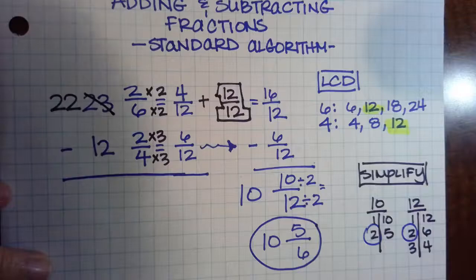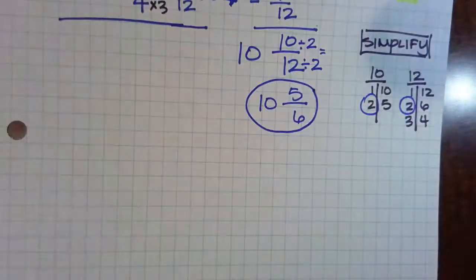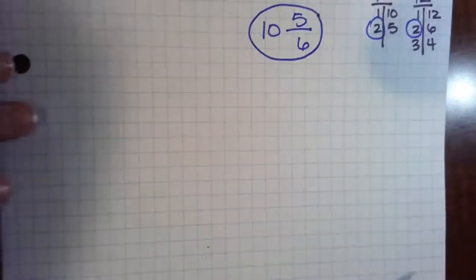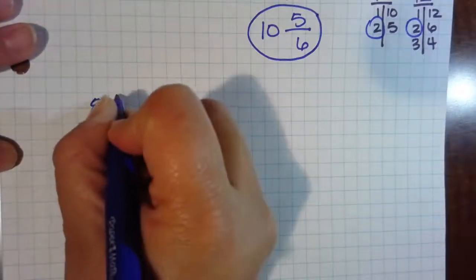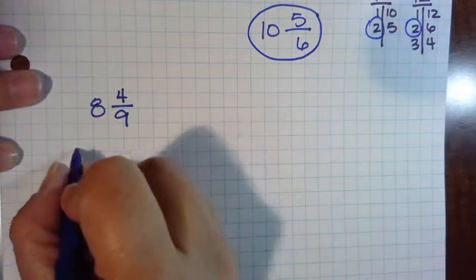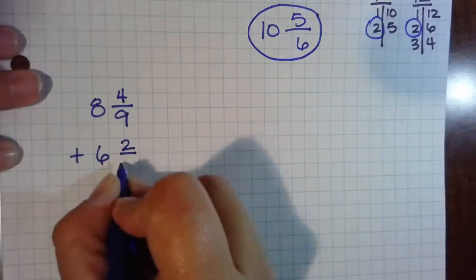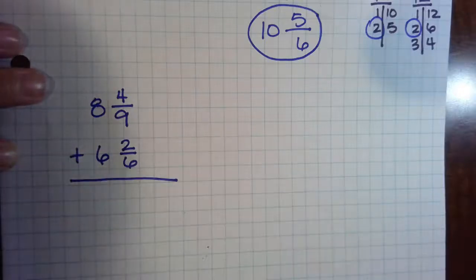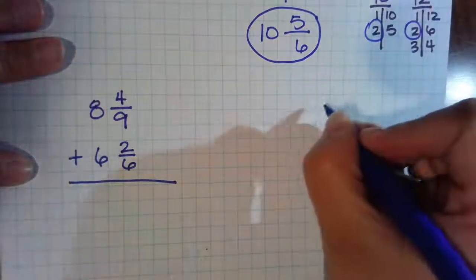Now we're going to do a different example. We're going to add this time. We are going to add 8 and 4/9. We're going to add that to 6 wholes and 2/6. So that was our first step. Write it vertically, and now we go and find our LCD.